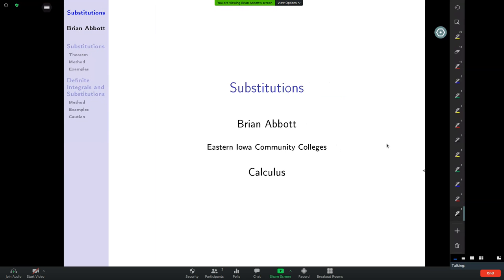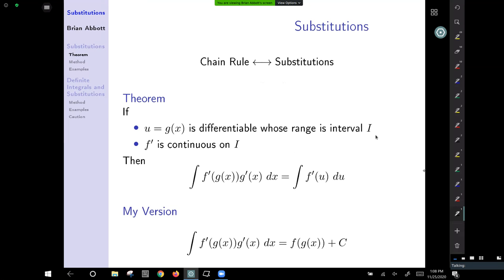So let's talk about substitutions. Substitutions are to integration as the chain rule is to differentiation. So chain rule, substitutions, very much related. So here's the theorem. Here's the fancy textbook version of it.